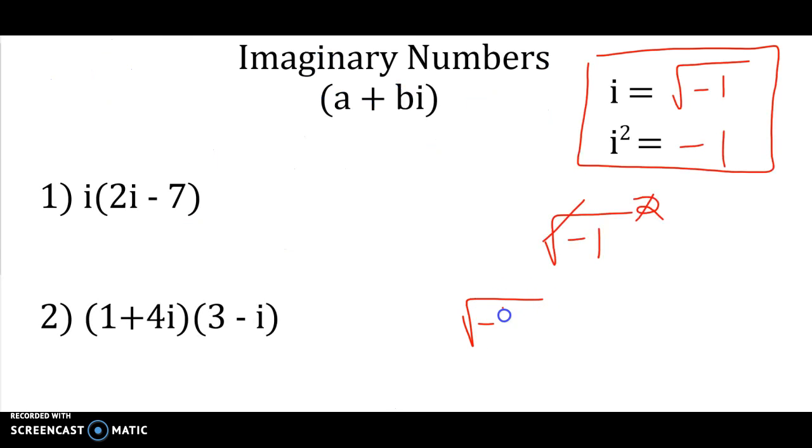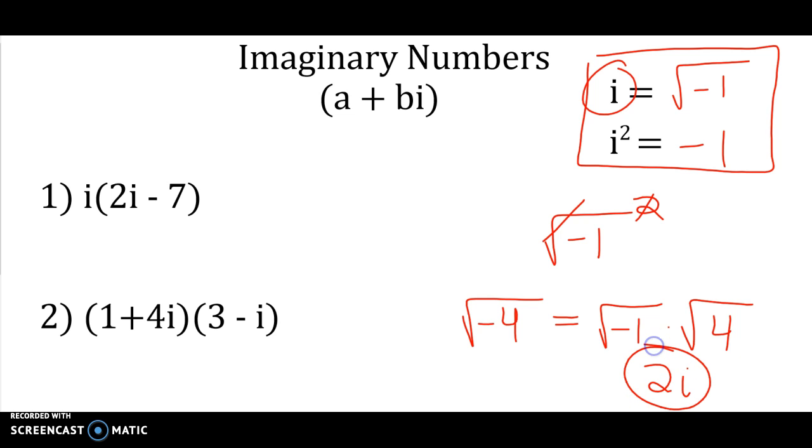What is the square root of negative 4? The square root of negative 4. Well, another way of thinking about that is the square root of negative 1 times the square root of 4. Right? And what's the square root of negative 1? i. And what's the square root of 4? 2. So we would say 2i.